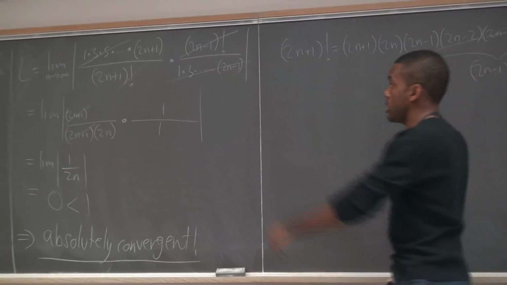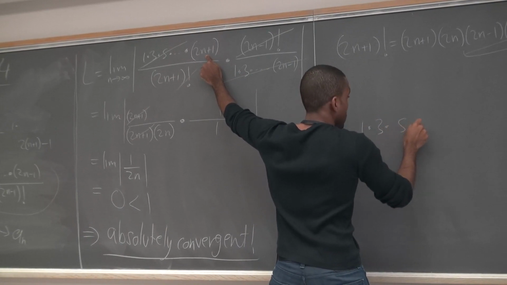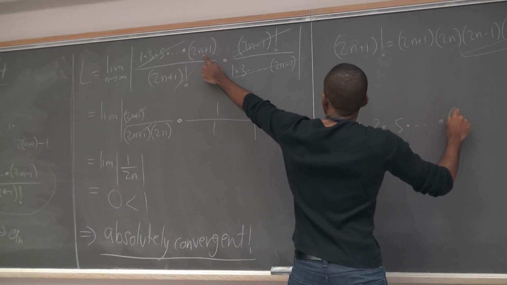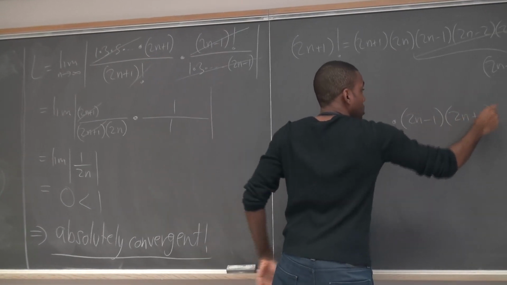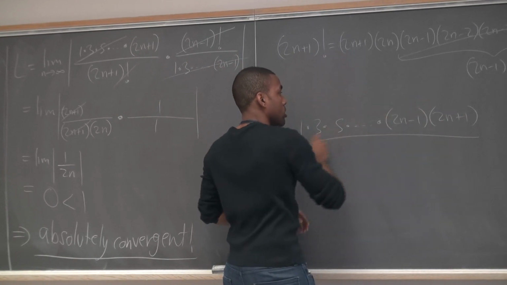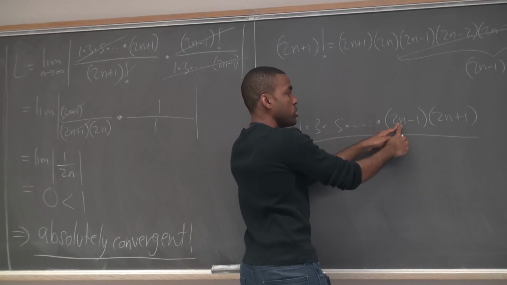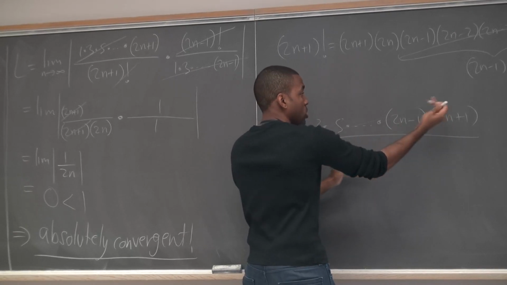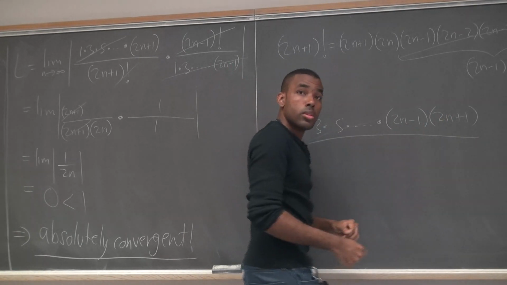And similarly, this one is 1 times 3 times 5 times all the way up to 2n minus 1 times 2n plus 1. So all of this would cancel all of that, because this one skips by 2. So I add 2 to this, I get that one. So I know that the term right before this is actually that term.